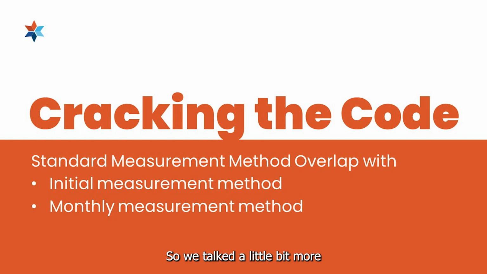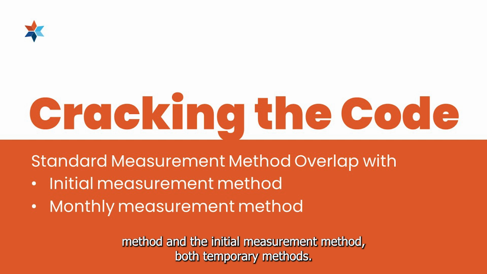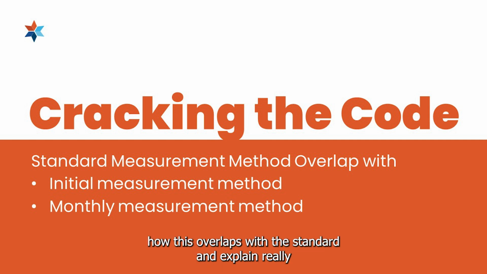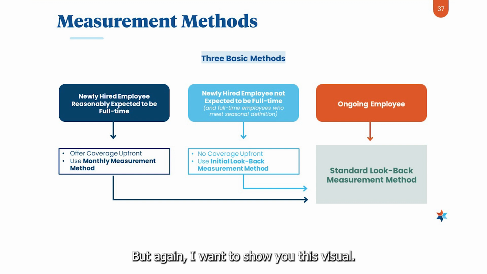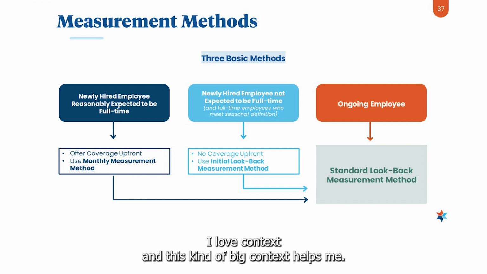So we talked a little bit more about the general rules about the monthly measurement method and the initial measurement method, both temporary methods. Now we're going to go in a little bit deeper and talk about how this overlaps with the standard and explain really practically from a practical perspective what that looks like. But again, I want to show you this visual. Hopefully this helps to clarify in your mind. I love context, and this kind of big context helps me.